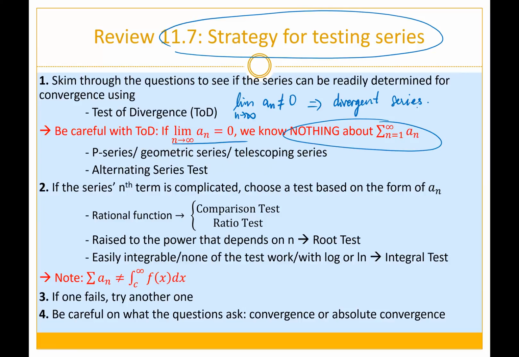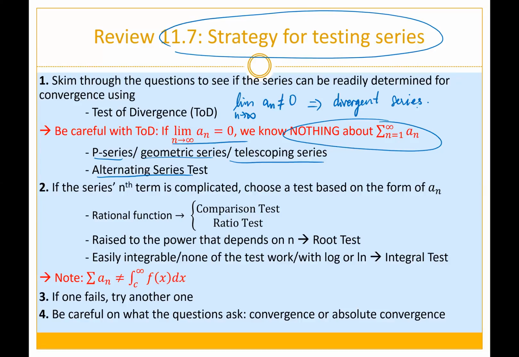Or if not, skim through the question to see if you can use any of the simple series that we know, like the p-series, which is 1 over n to the p. Geometric series, when we have r to the n, which is a factor that we keep repeating in every term. And then we have telescoping series, where most of the terms cancel out one another. Or we can use the alternating series test. As you see, it's really easy to use as long as you can prove that the sequence is decreasing and also that the limit as n approaches infinity of the nth term is equal to 0.